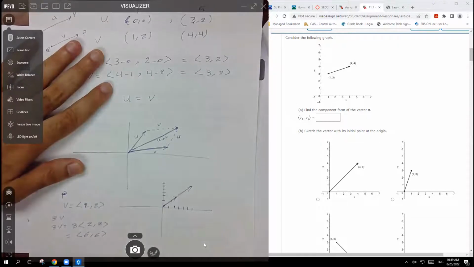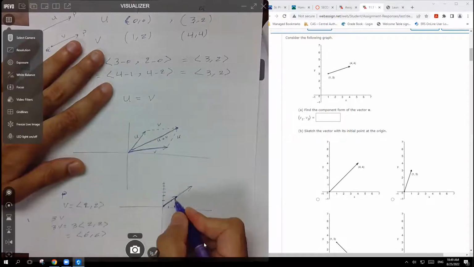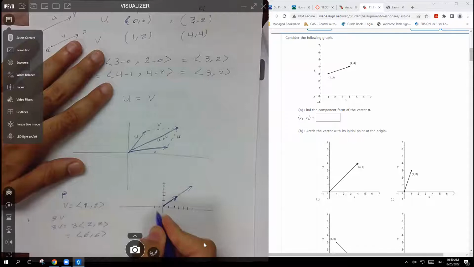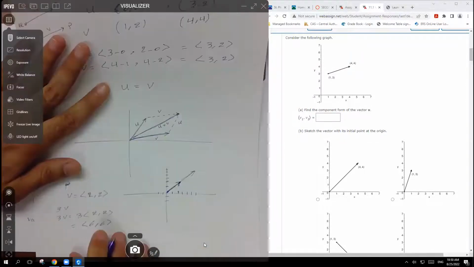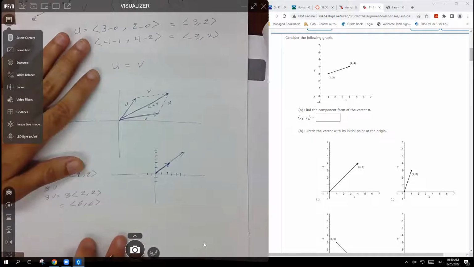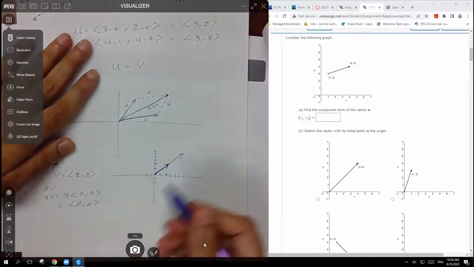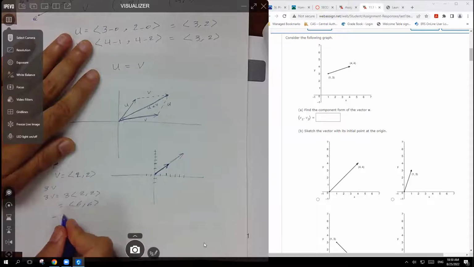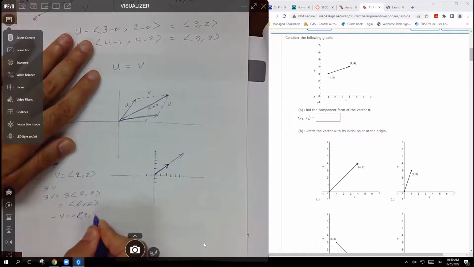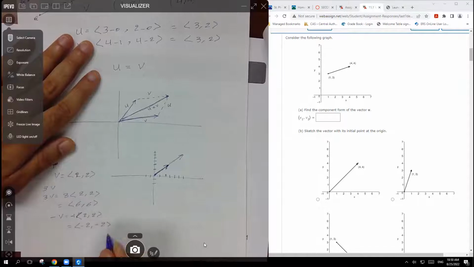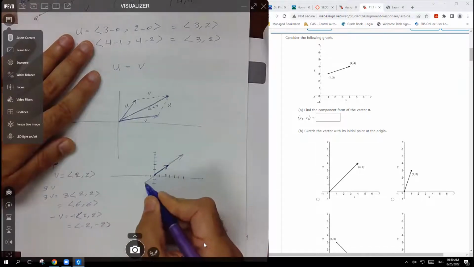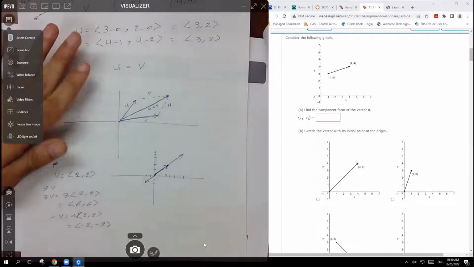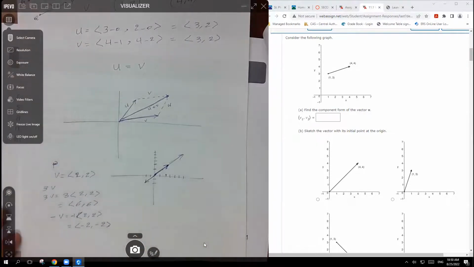What about if you multiply by a negative number? Here is our original vector. If we multiply by negative 1, what's going to happen to the vector? It's going to flip to the other direction. So negative V is going to be negative 2 and negative 2. That means it's going to go in this different direction. So that's what it does with the scalar multiple. Okay.